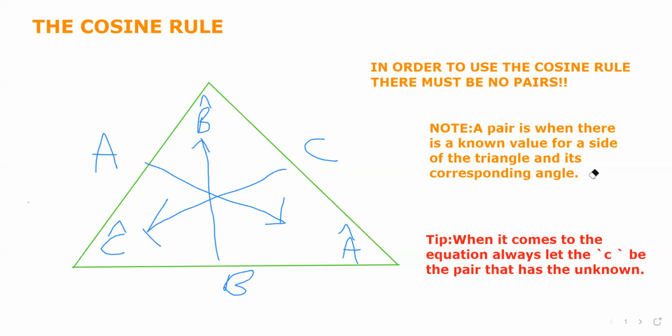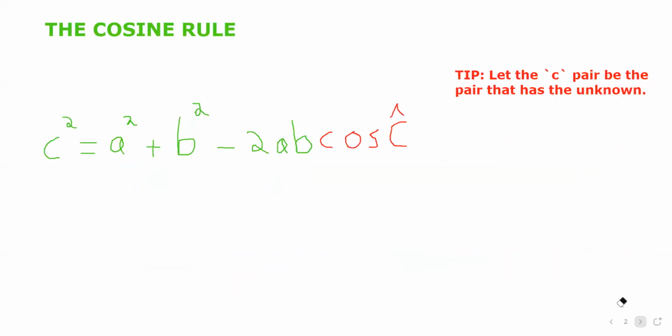That is literally how it looks, and that is how you label the triangle. In this case, there aren't any values, so you don't have to label C on any specific side. That's just how to label a triangle. Always label a triangle first. Keep the equation in the back of your mind, because it will come in handy when you're doing questions. And always remember the tip: let the C pair be the pair that has the unknown. Just remember that, and everything else will fall in line.